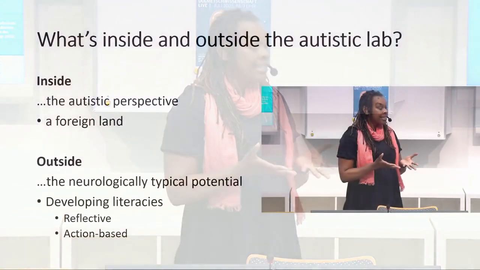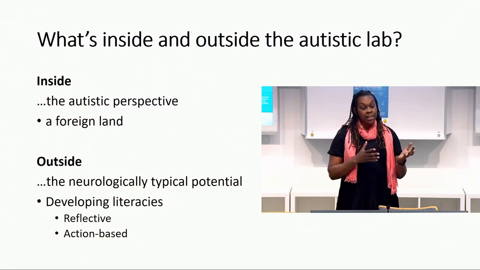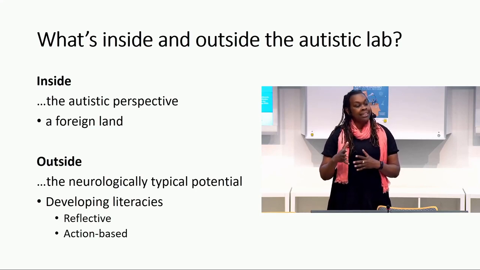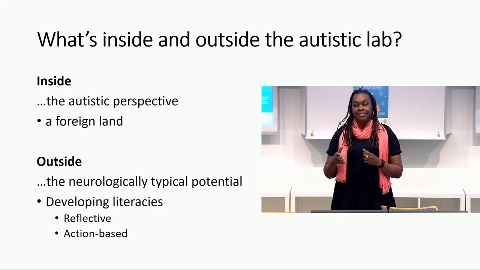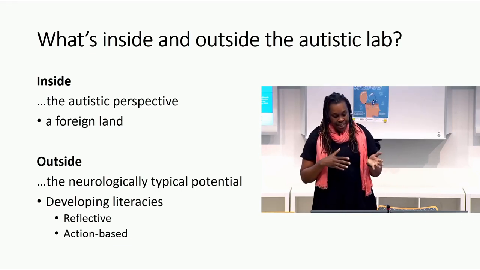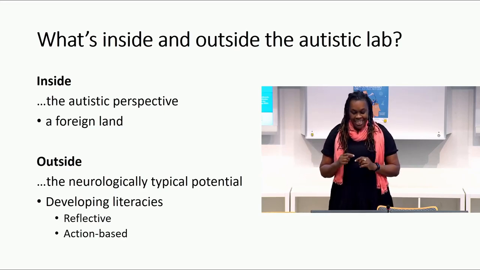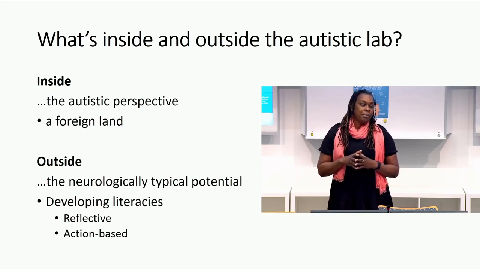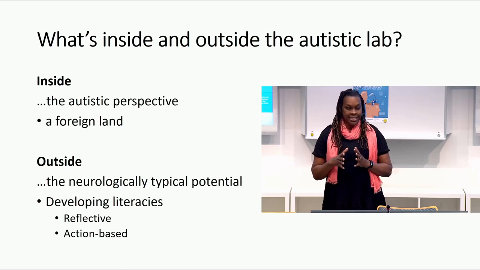So, here is what we will do. We'll first take an inside look at the autistic perspective. So I will compare it, and as you heard from the introduction, I'm going to link this to one of my specialist areas, which is the development of intercultural communicative competence, somewhat of a foreign land that autistic people find themselves living in, living together with us, NTs. And then we have the outside perspective, which is the neurologically typical potential. And I'll look at developing literacies from a reflective approach and action-based approach.